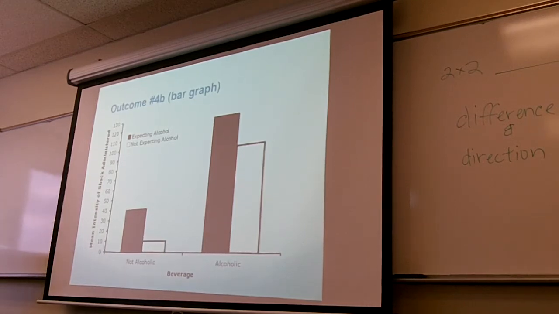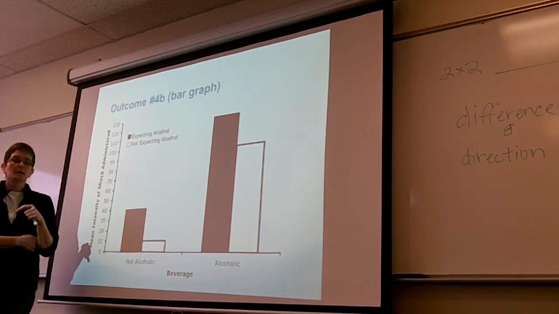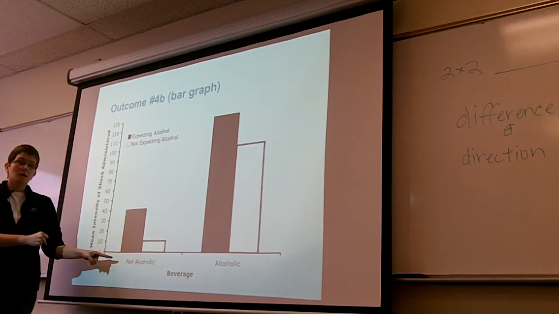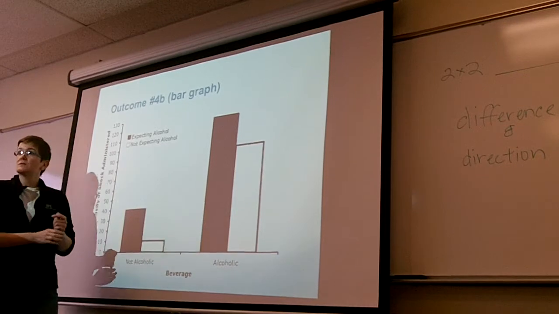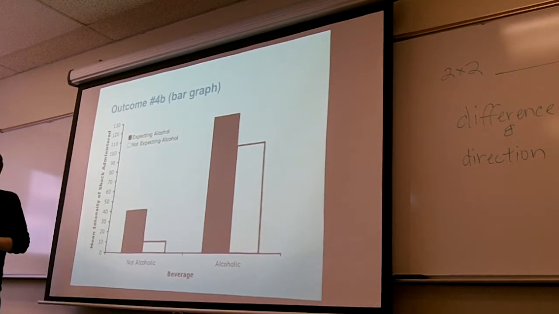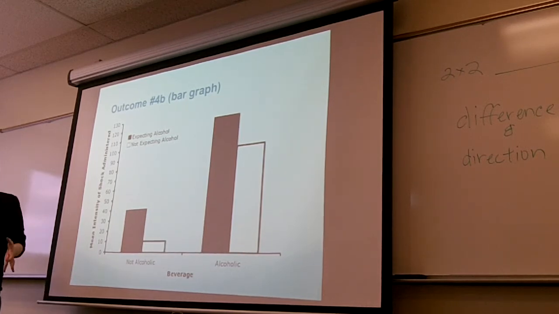Compare the pairs. Okay, there's all kinds of pairs. What pair? Beverage. I'm doing beverage, so I'm comparing the non-alcoholic bars to the alcoholic bars. Do they look the same? No. These bars are a lot shorter. Okay, bars for non-alcoholic are a lot shorter than the bars for alcoholic. So same pattern, right? People who got an alcoholic beverage shocked significantly more than people who got a non-alcoholic beverage. You can see that in the graph.